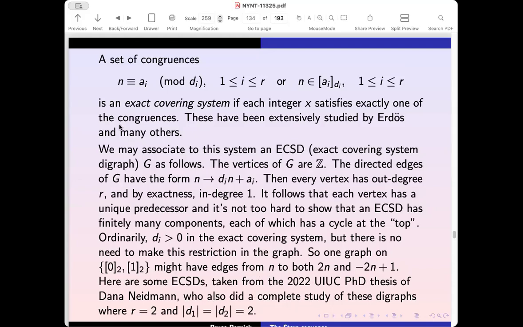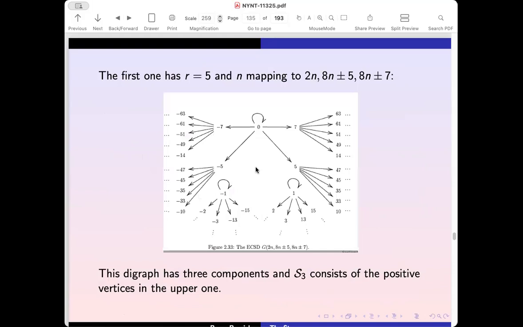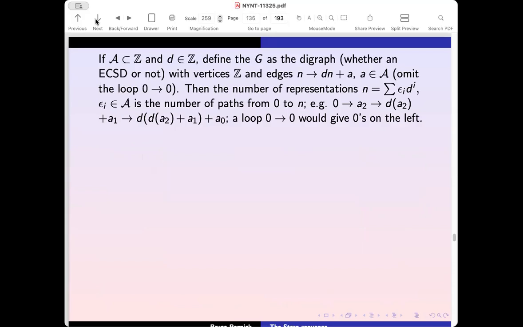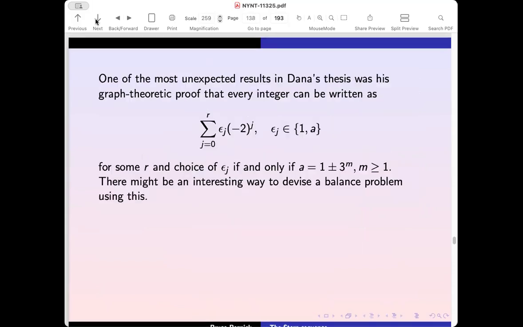Dana Neidman did a complete analysis of the digraphs where r was 2. And I took this picture from his thesis. This part in the upper right are the numbers where 3 divides S of n. That's what this graph looks like. I think maybe I'll skip this.